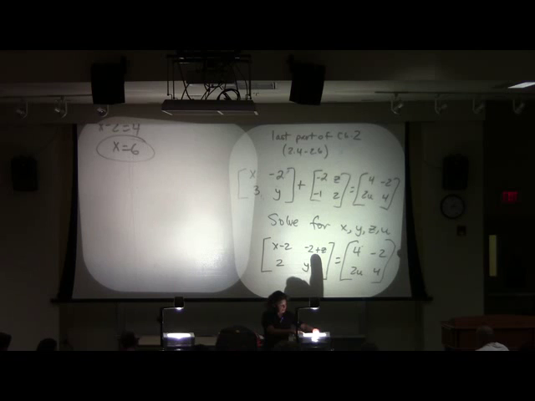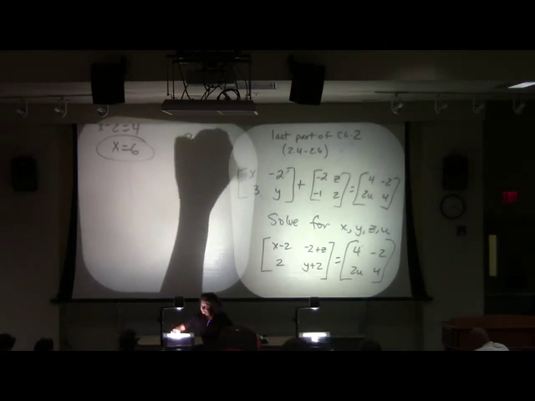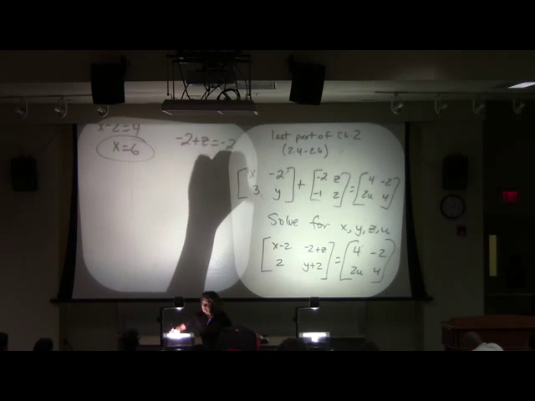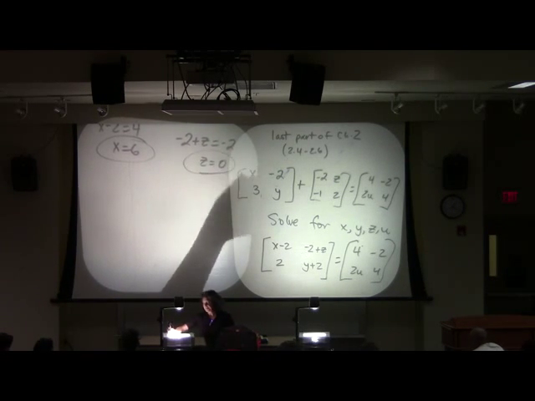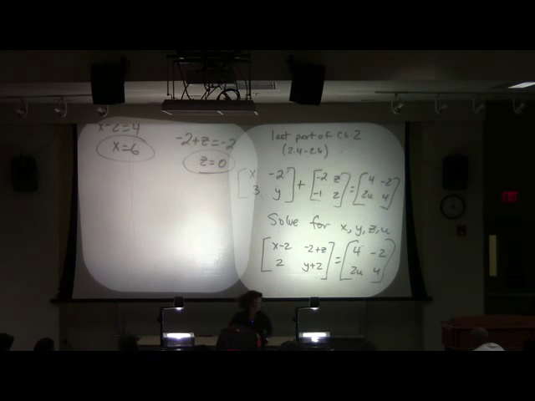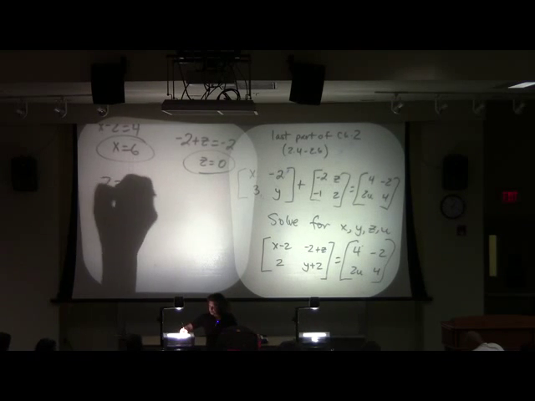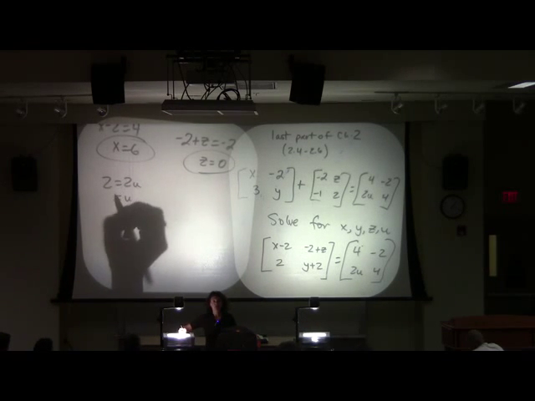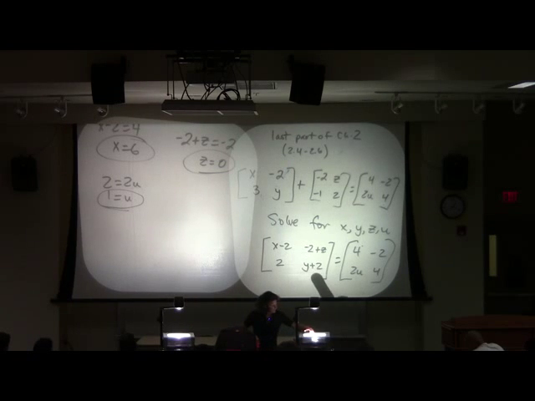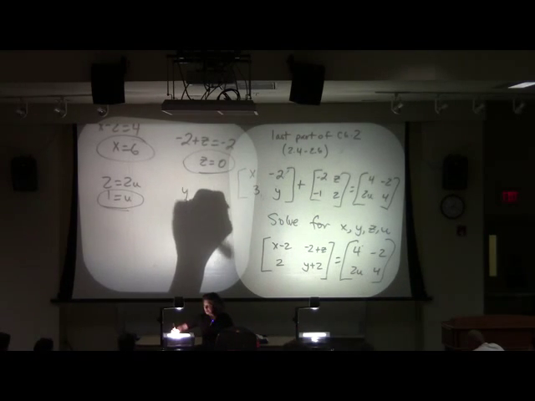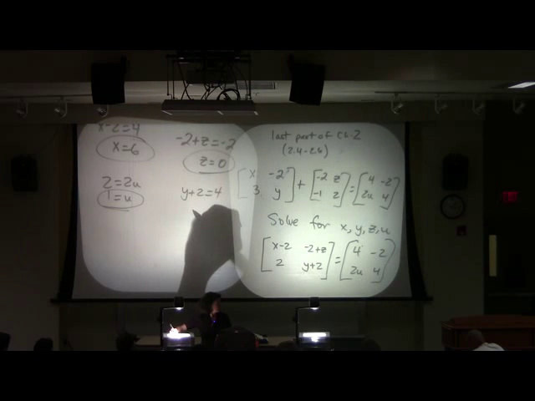Doesn't negative 2 plus z have to be equal to negative 2? So what is z equal to? 0. Celebrate. Now, 2 must be equal to 2u. So what is u? 1. Right? Divide both sides by 2. And last but not least, doesn't y plus 2 have to be equal to 4? So what is y? 2.